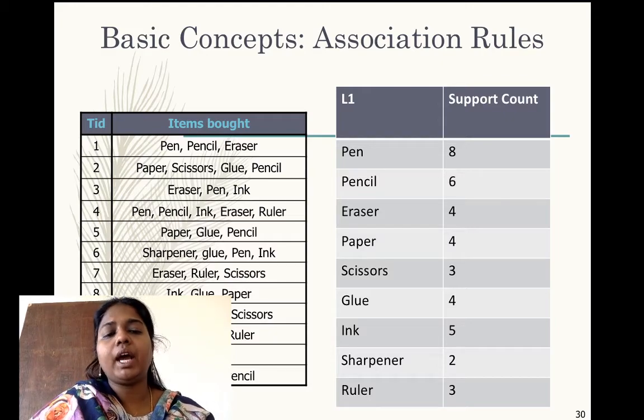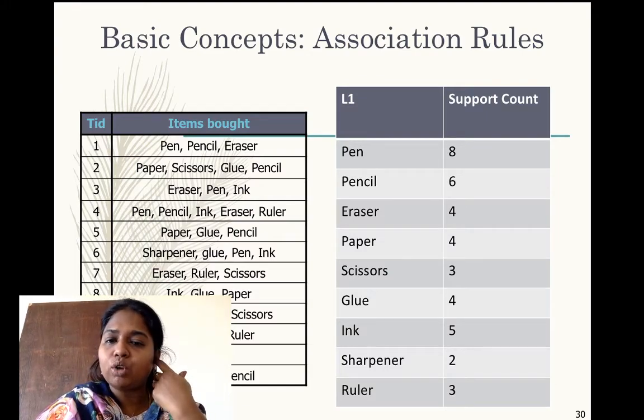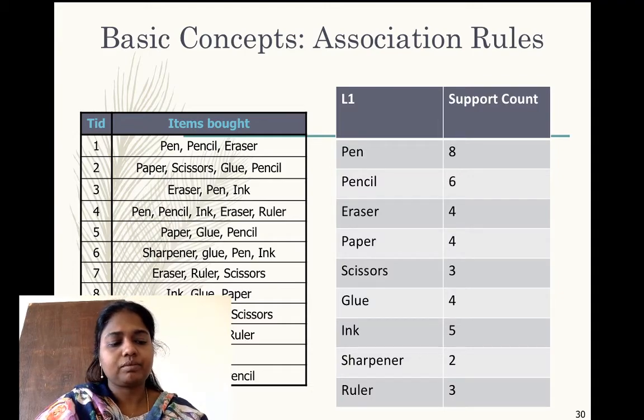The same way I can count the number of transactions in which pencil is being bought, eraser, and likewise, I just count them and see whether they are frequently bought. Pen is a very frequently bought item because it is there in 8 out of the 12 transactions that are being purchased. So this is the support count of the L1 item set.